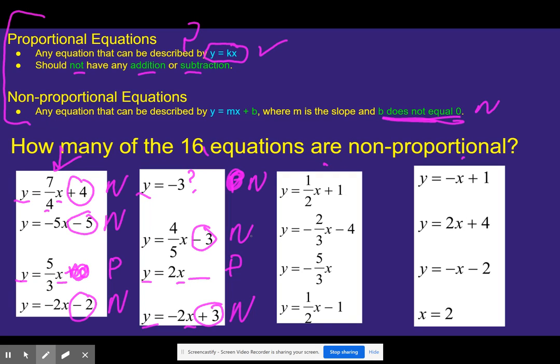Again, after seeing 8 of these, you should be able to go boom, boom, boom, knock these guys out. Not. This one is proportional. Not proportional. No, it's not, because you're missing your y. All right, count those up and you'll have the answer to the question.